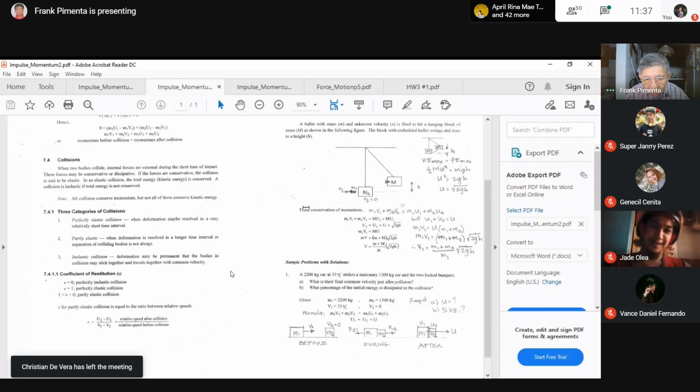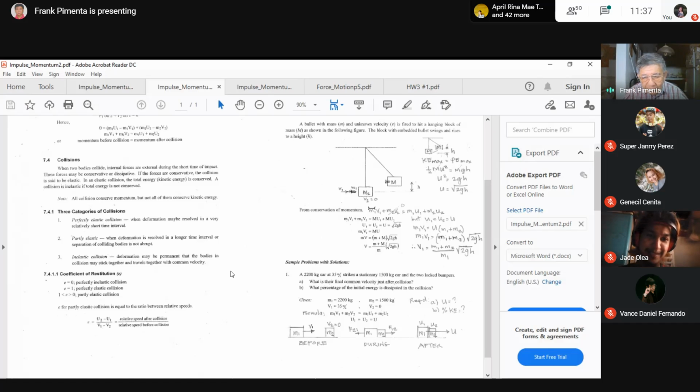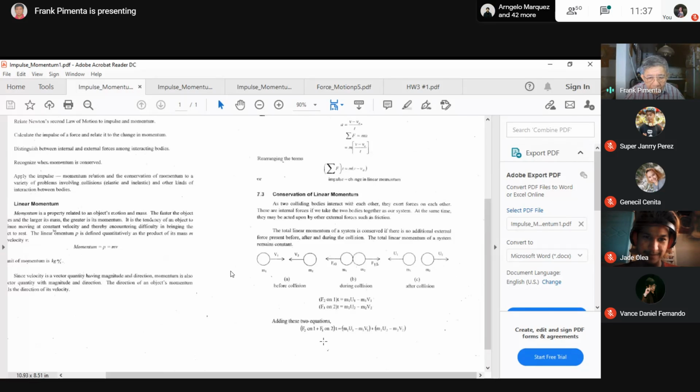Before, during, and after the collision. You have to do like this, because in collision, laging mayroon ito. Okay? The situation before the collision, the situation during the collision, and the situation after the collision.